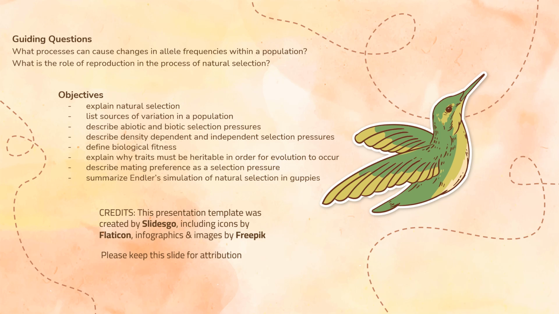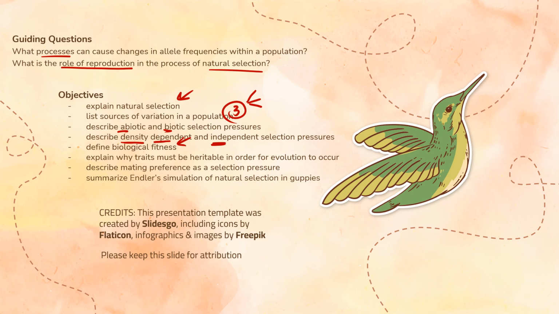And on that note, my friends, we have accomplished this video lecture. We talked about processes that cause changes in allele frequencies lead to evolution in a population. We also talked about the role of reproduction in the process of natural selection. We explained natural selection. We talked about those 3 sources of variation. Make sure that you can name them: mutation, meiosis, and sexual reproduction. We talked about abiotic, not living, and biotic selection pressures. We talked about selection pressures being density dependent and density independent.